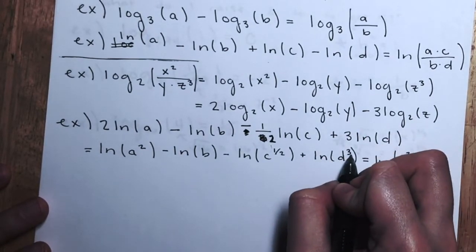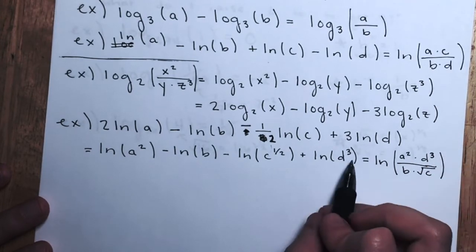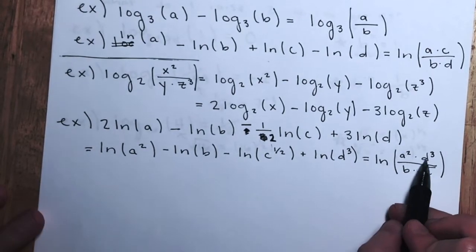Gosh, I forgot the cubed here, right? This 3 comes inside, so we end up with d cubed, so d cubed goes on top.